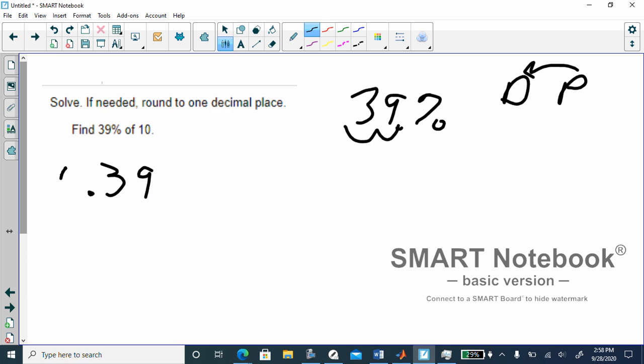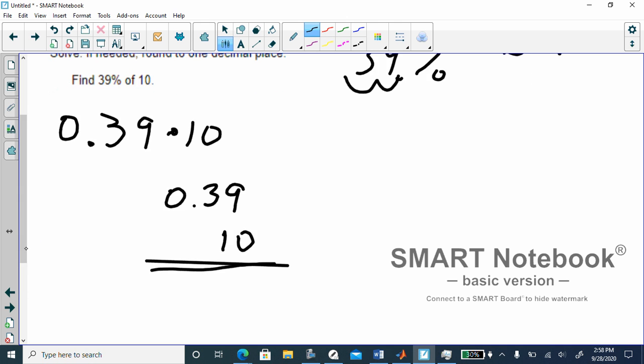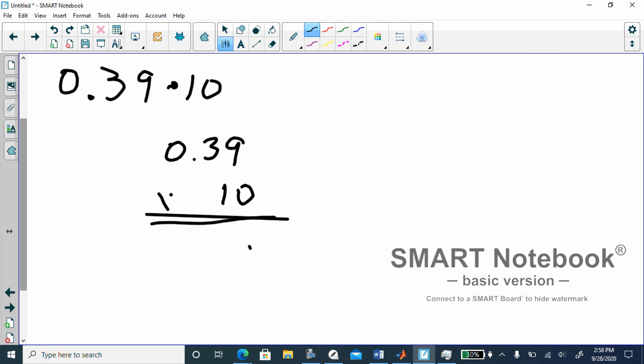0.39. Of means multiply times 10. So let's just do that. 0.39 times 10. We have 0 times 9, which is 0. 0 times 3 is 0. Notice when we multiply by 0, we put the first number under the 0. Then 1 times 9, so we put the first number under the 1, and 1 times 3.